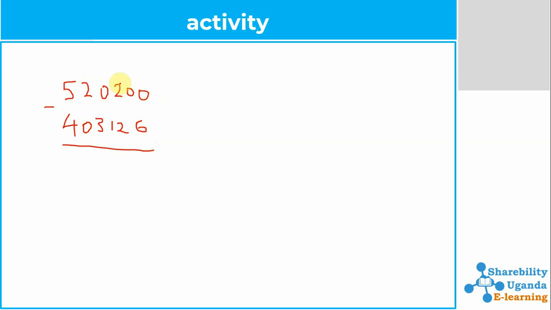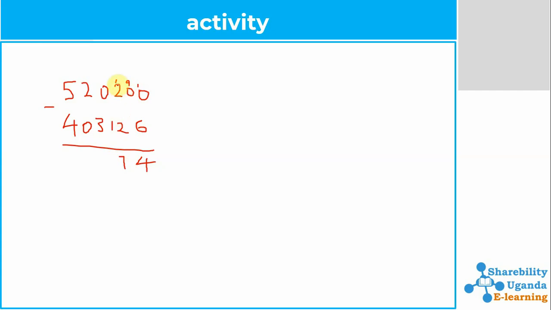So what we shall do is to borrow from here. We shall borrow 1 from a 2. When you borrow 1, it remains 1. This remains 10. We bring our 1 here, it becomes 10. We also borrow 1 from 10, it remains 9. Then we also bring our 1 here. This becomes 10 minus 6. We get our 4. Then we say our 9 minus 2. We shall get 7.